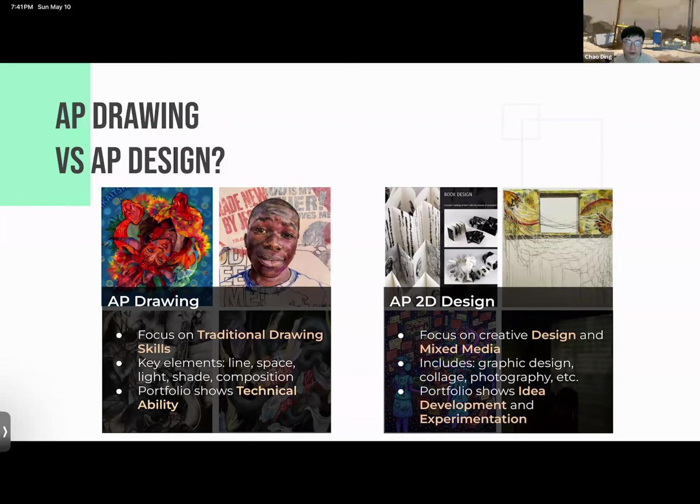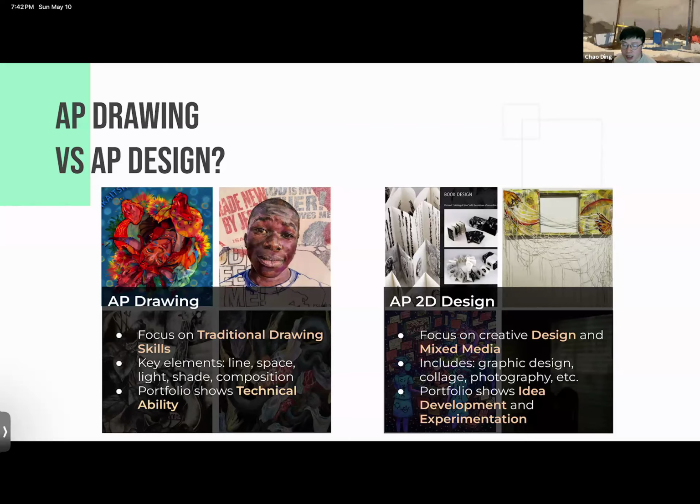AP Drawing focuses more on traditional drawing skills and visual elements such as line, light and shading, composition, and space. The portfolio is evaluated heavily on technical ability and mark making skills. They can still work in many media, but the emphasis is on drawing based practice. So it's more about the skill sets.